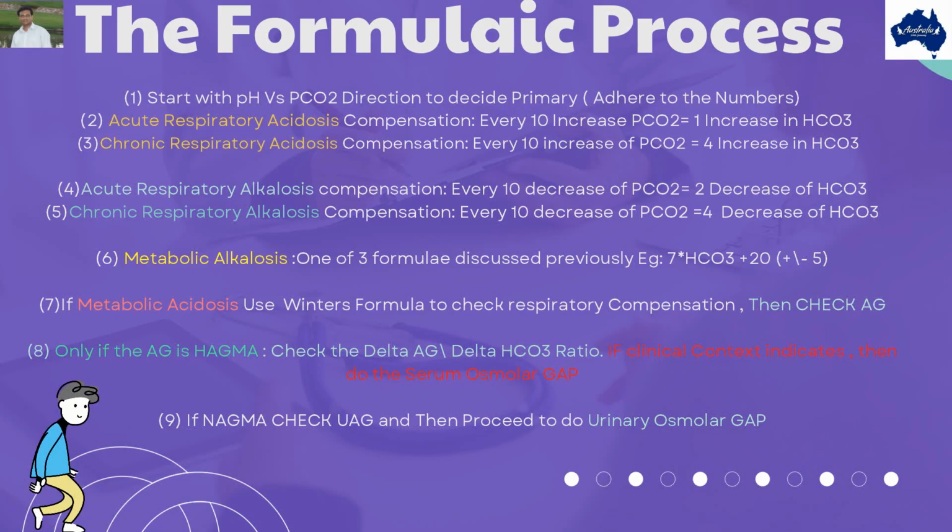Anyway, you've got the ABG results on your way to the emergency department using the formulaic process that we've discussed in the previous presentation. You worked out this patient has indeed got a metabolic acidosis, which is NAGMA. You're not sure of the cause, but you do notice that the patient's got severe hypokalemia.